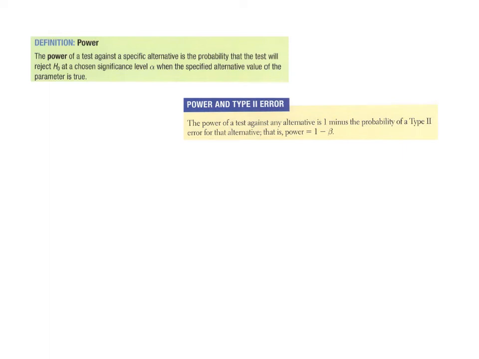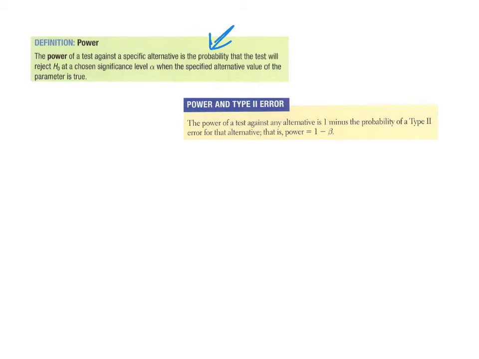Okay, so let's start our talk tonight with power. Power is a probability, so keep that in mind as you are working through things. It is the probability that the test will reject the null hypothesis at a chosen alpha when the specified alternative value of the parameter is true. It's your probability of avoiding a type 2 error.